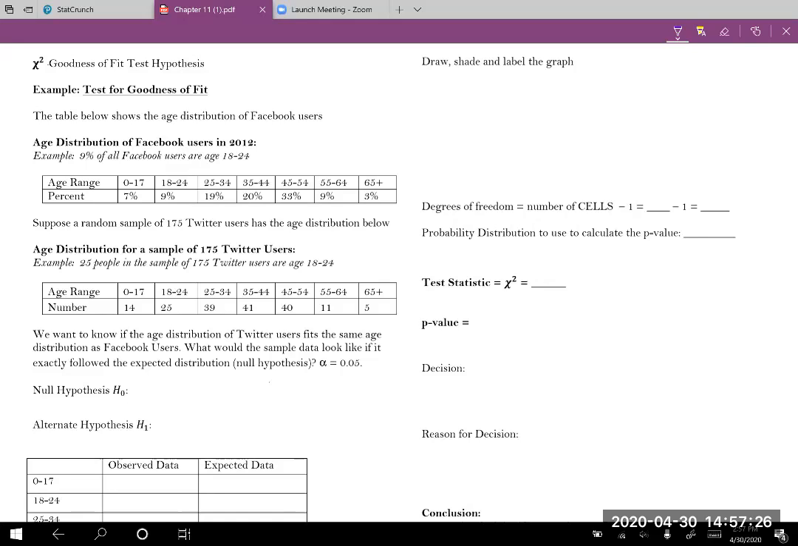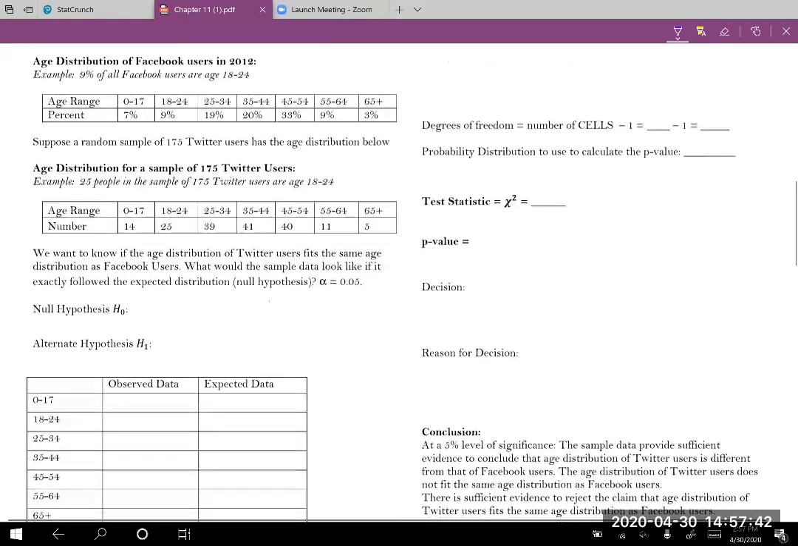What would the sample data look like if they exactly follow the expected distribution? The expected distribution in this case is Facebook. We want to see if Twitter users fit the same age distribution as Facebook users. So that would be the null hypothesis.